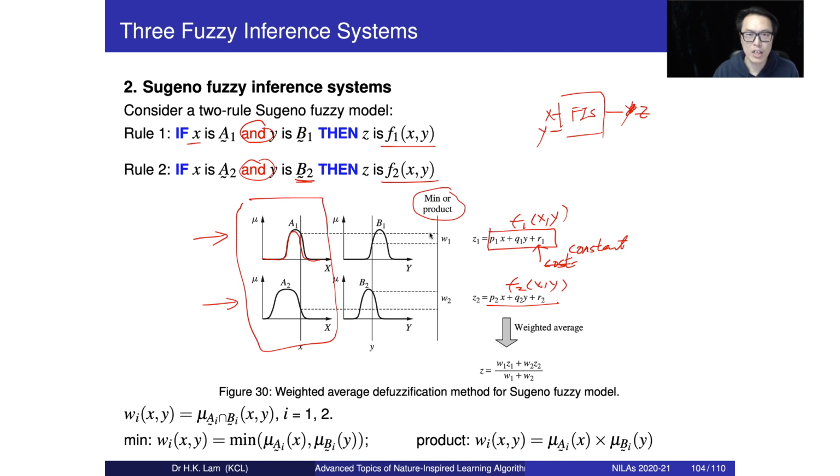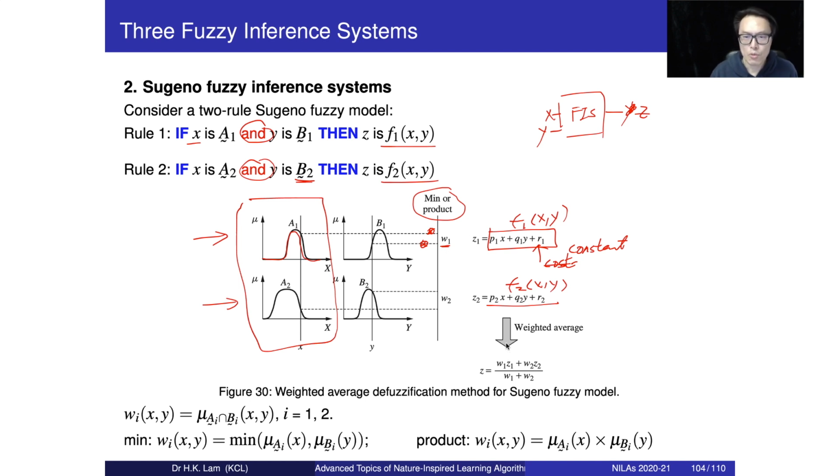So that means if we are going to do minimum, W1 or Wi will be the minimum between these two values. Yeah, if we are going to do product, that is the product of these two values will be the W1. It depends on how you define the fuzzy and operator.